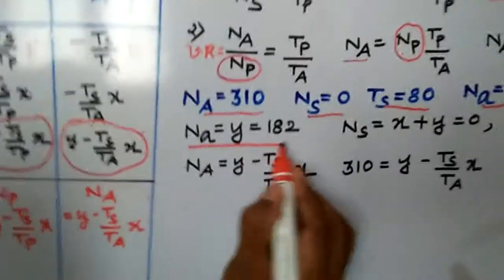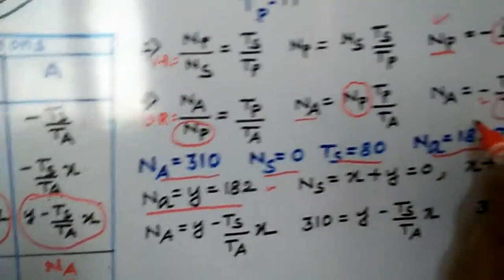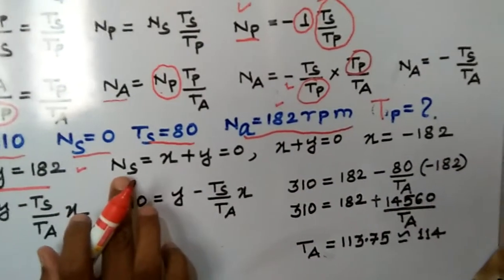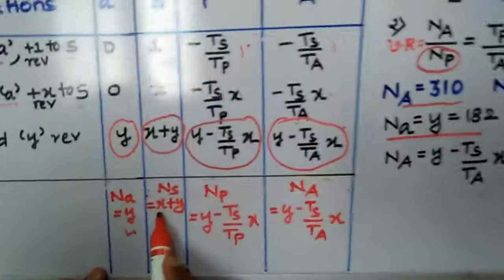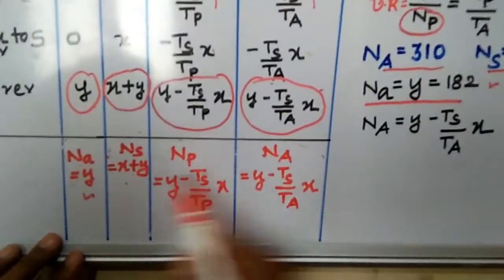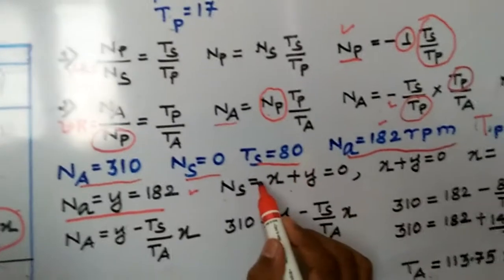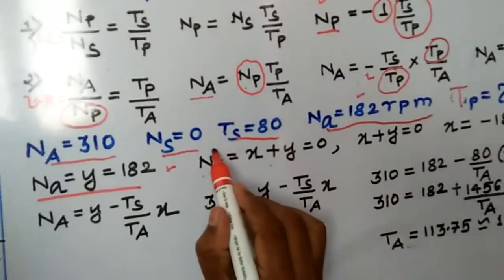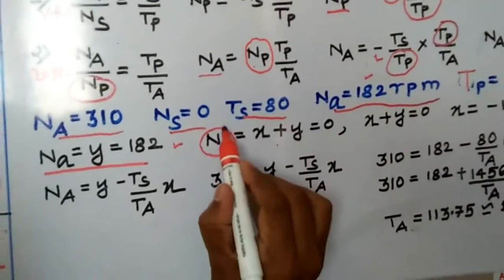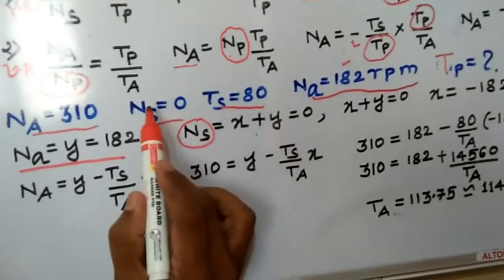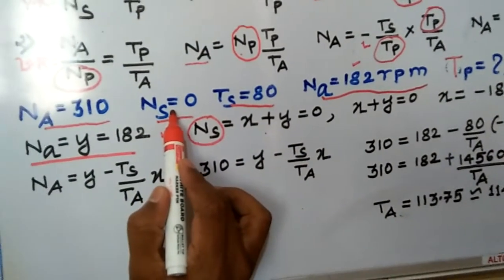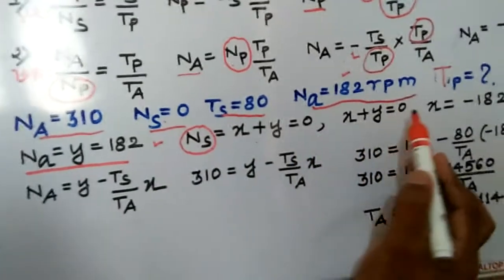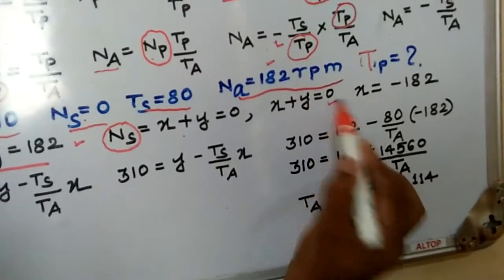That is the speed of the arm, given as 182 as usual. That is given, you take it that way. Then NS is what? NS equal to X plus Y. Once again, NS is also given as 0. That is the speed of the sun gear, given as 0. Then it comes as X plus Y equal to 0.